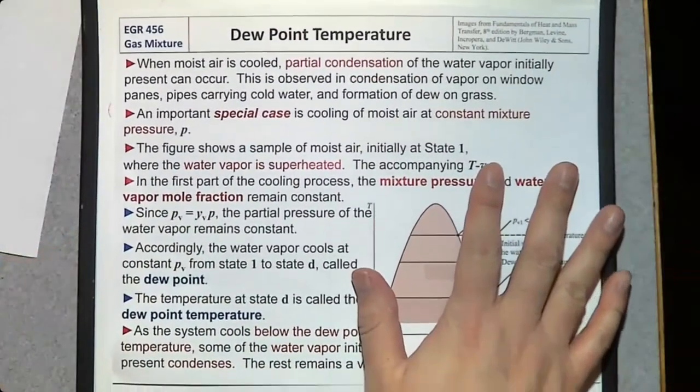That's one example. Before we solve another example, there's one thing that we need to study, which is called dew point temperature.